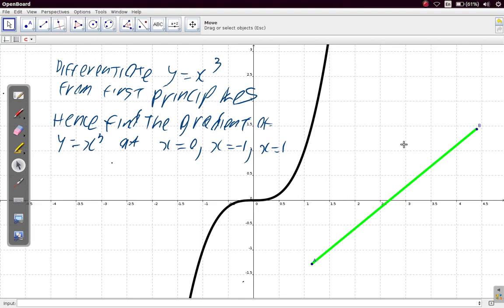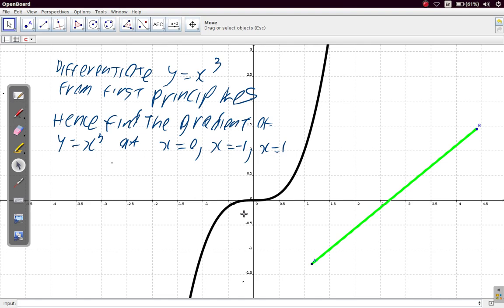Okay, so in the previous video, I asked you to differentiate y equals x cubed from first principles and hence find the gradient of y equals x cubed at x equals 0, -1, and +1. So what did you get? Let's work through it.